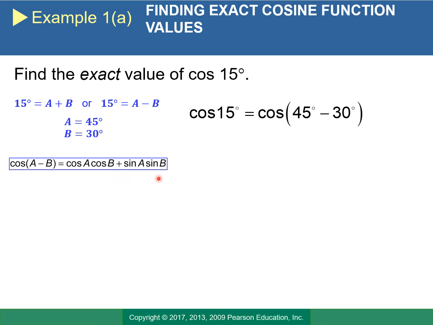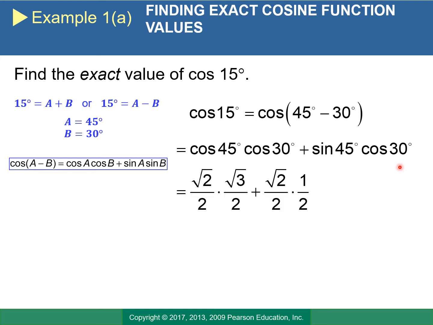So everywhere there's an a, I'm going to fill in 45 degrees, and everywhere there's a b, we're going to put 30 degrees. Now, each of these four values, we know either from the unit circle, or from your calculator in degree mode if it gives exact values. We fill these in, and the formula says to multiply the first two cosine values, then multiply the second two sine values, and then add the results. And so we end up with the final answer, square root 6 plus square root 2 all over 4.